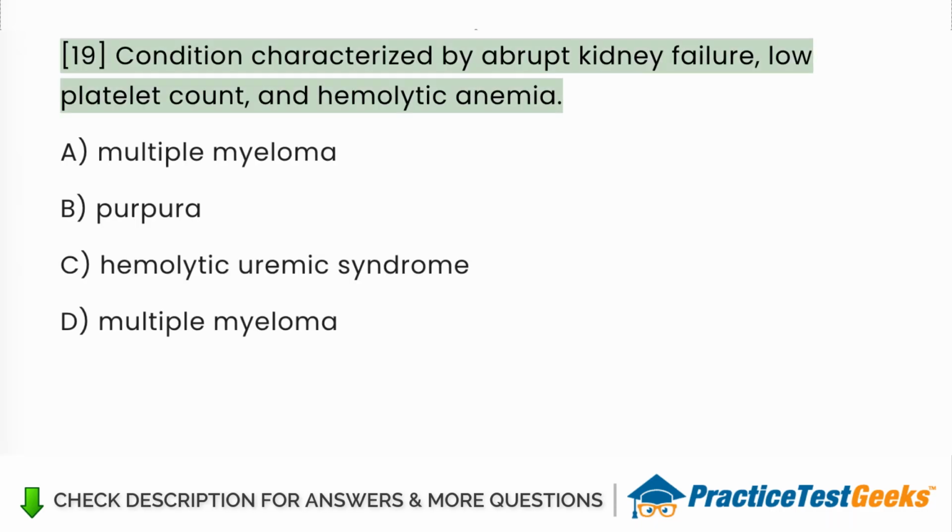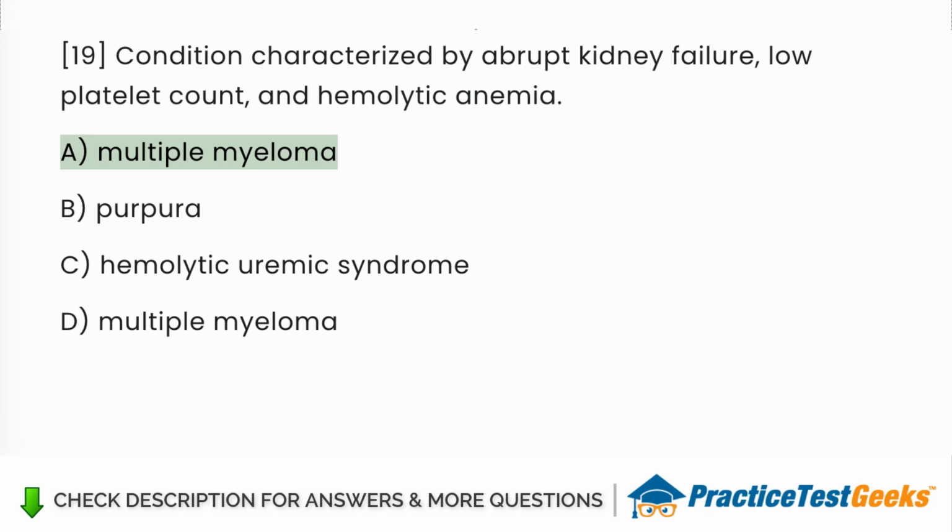Condition characterized by abrupt kidney failure, low platelet count, and hemolytic anemia. A. Multiple myeloma. B. Purpura. C. Hemolytic uremic syndrome. D. Multiple myeloma.